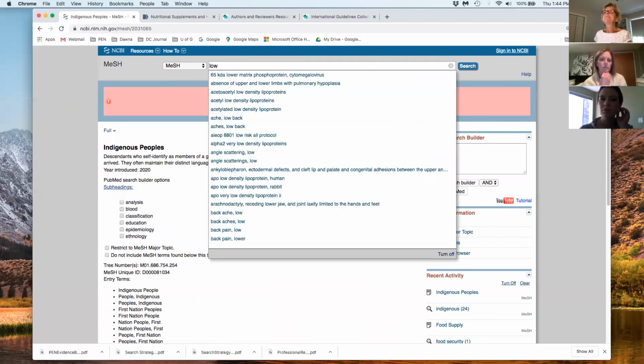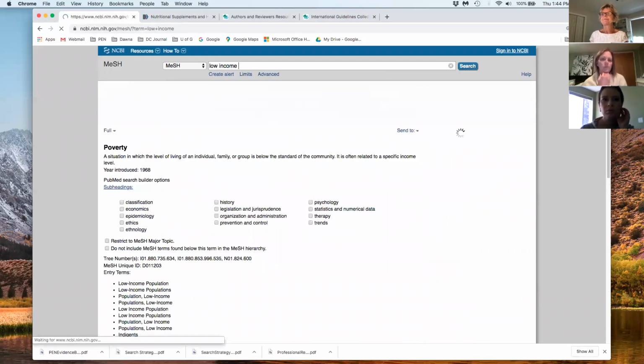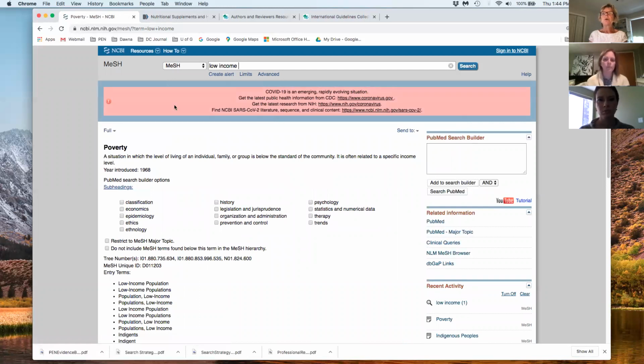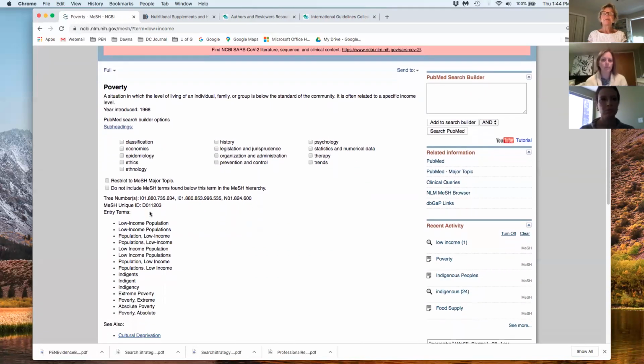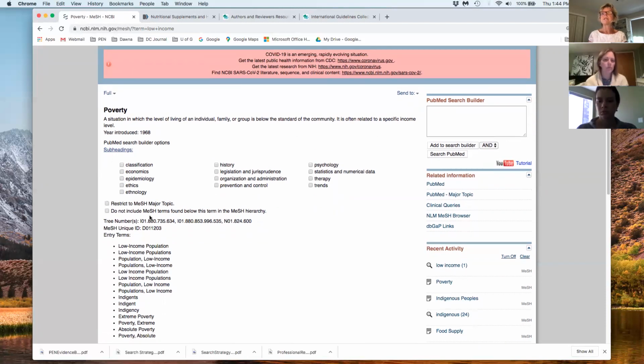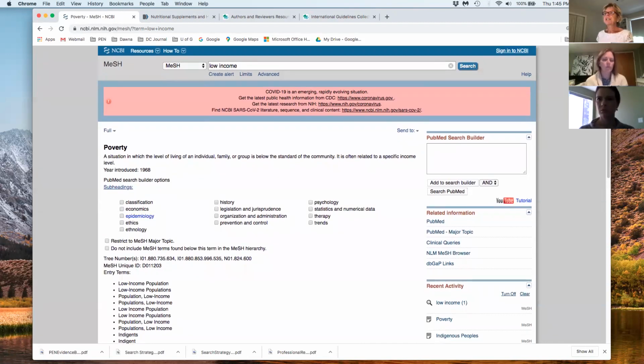What about low income? So low income comes up as a MeSH term as poverty. So that might be another way to capture the population as well. What about some suggestions for what we could be looking for to address the intervention, which is programs that improve food skills? Any suggestions for what we could look up here?